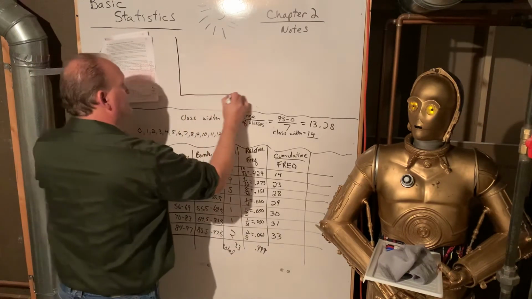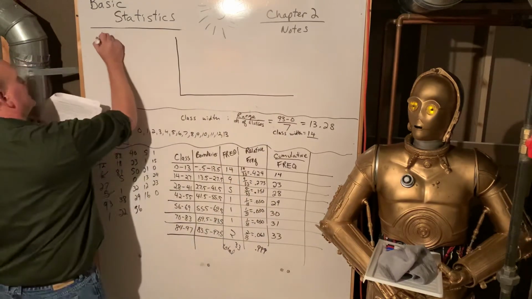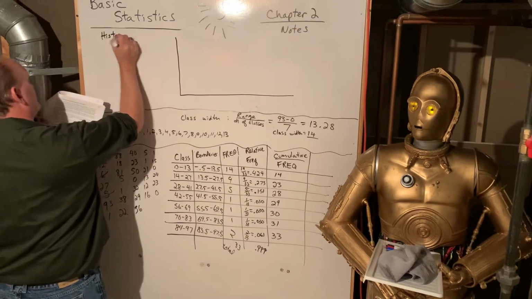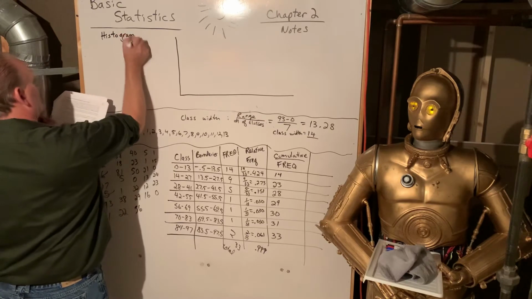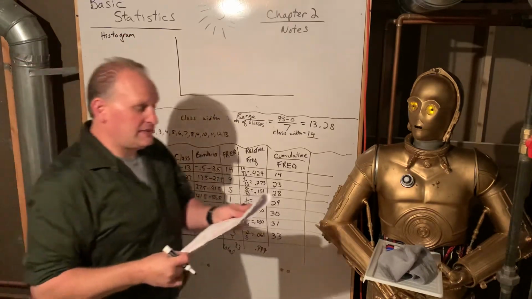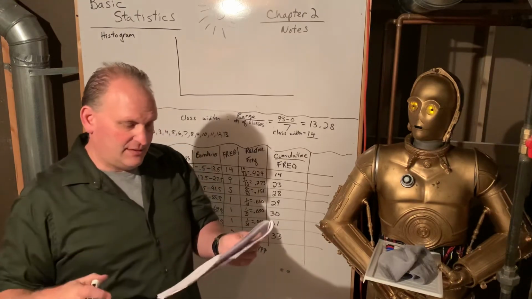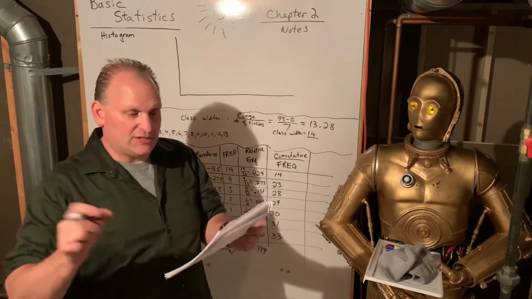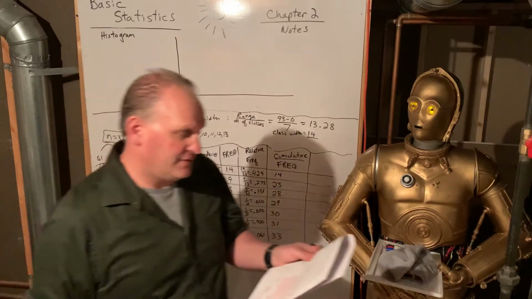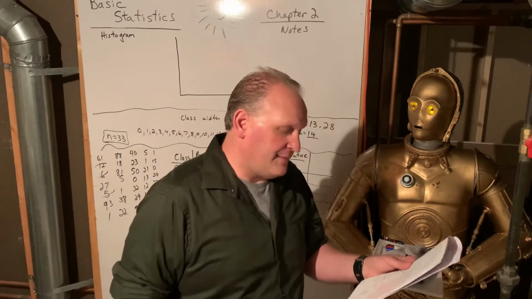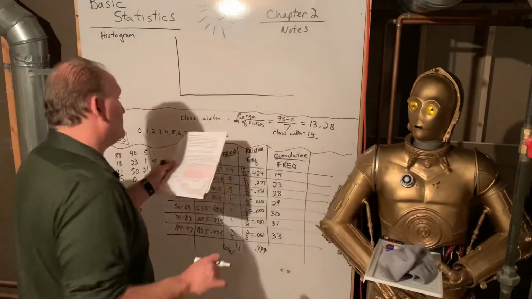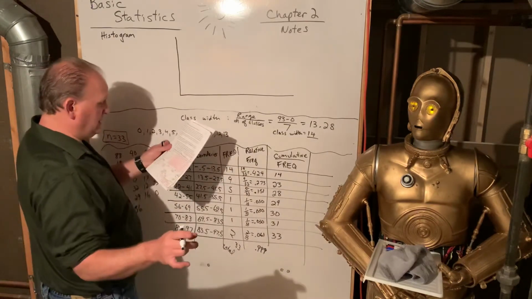So what does a histogram look like? A lot of people mistake a histogram for a bar chart. It is not. A histogram is contiguous. That means there's no breaks in it. Bar charts have little breaks in between, all right? And so what we do for this is we make sure to label.